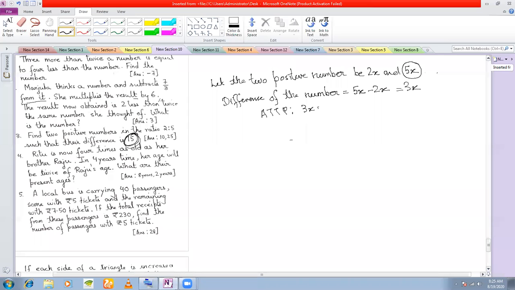According to this problem, 3x must be equal to 15, and then x is equal to 5. Okay. So what are the numbers? Once you find x is equal to 5, what are the numbers? This is 2x, so 2 into 5, which is 10, and 5 into 5, which is 25. Okay, let's move on to the next one.